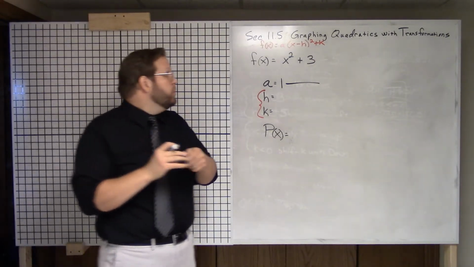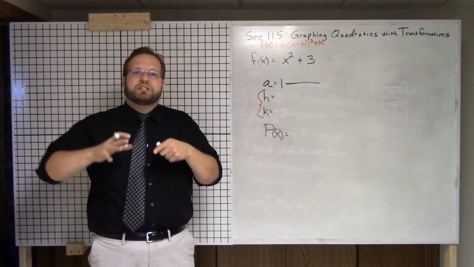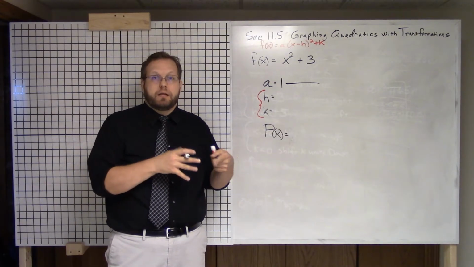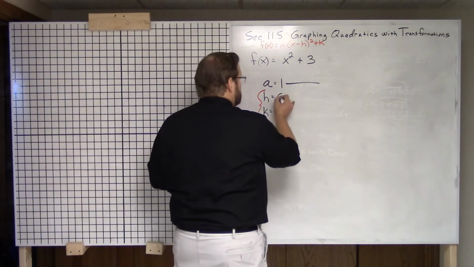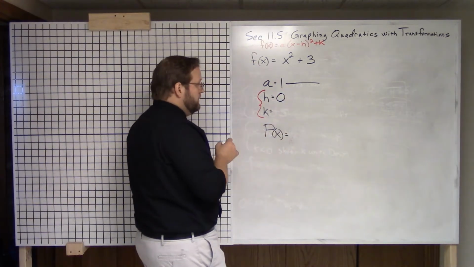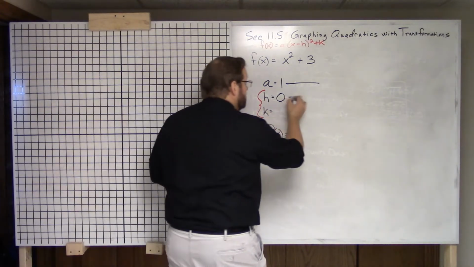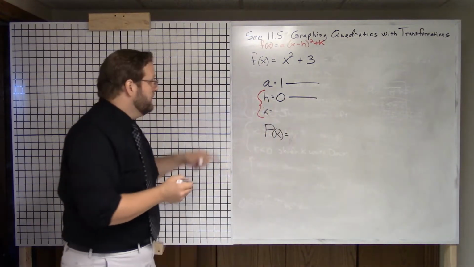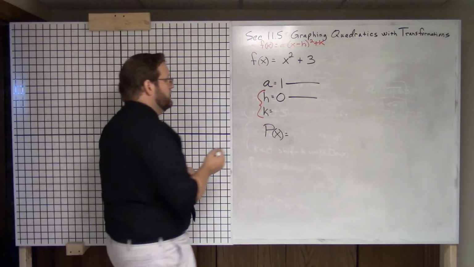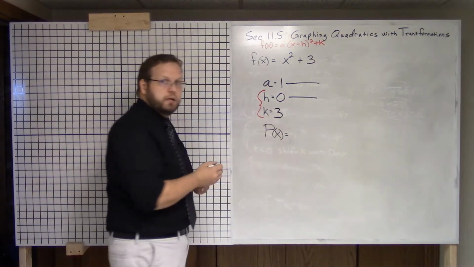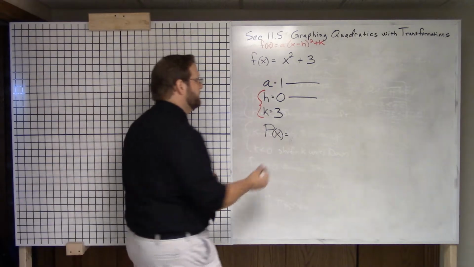H is always grouped with that x. There's nothing there. So what can I just not write when I'm adding? I can just not write a 0. I don't have to put plus 0 or minus 0. So that's a 0. Okay, again, H value goes left and right. If I have nothing there, no change. The K value is that value that's hanging out on its own at the end. That's a positive 3. K is always up and down, and since it's positive, I'm going up.